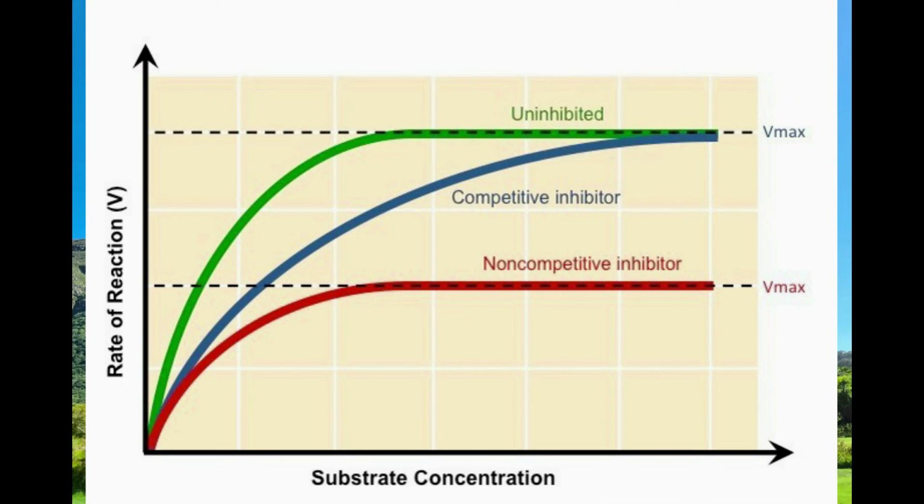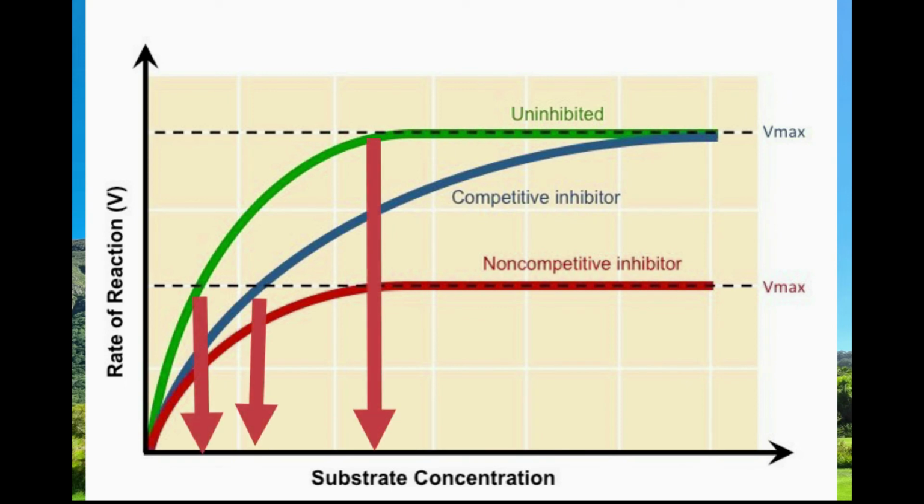So what happens in non-competitive inhibition? In this type of inhibition, the inhibitor binds to the enzyme. When the non-competitive inhibitor binds, it alters the conformation, or the structure, of the active site. When the active site structure changes, the actual substrate cannot bind to the active site, so the enzyme activity will decrease.